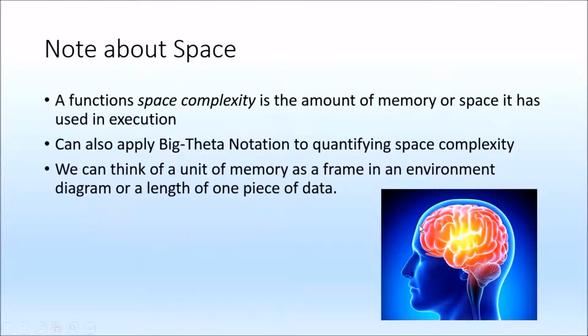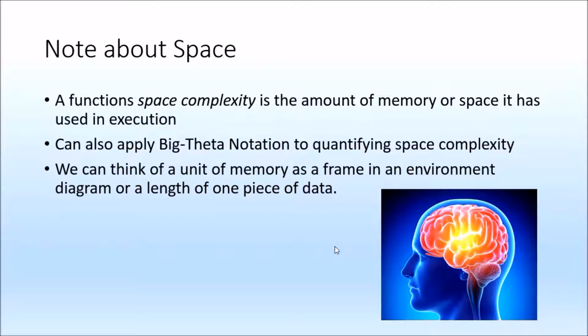Okay. Now, before I go into some more tricky examples of Big Theta, I want to make a quick note about space. A function also has something called the space complexity, which is the amount of memory or space it has used in execution. This is also an important factor in efficiency, because you don't want functions to use too much memory, or the computer can't handle that amount of the program. Functions that use a lot of memory actually tend to be very slow as well. So memory and time are closely tied together.